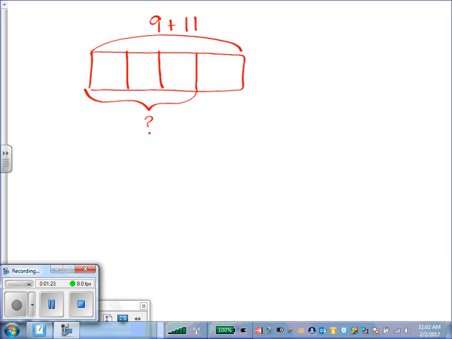Now, I know that a lot of you are wanting to write 20 somewhere. Is there a 20 anywhere? No. So I don't want to see 20. What do you know? What do you see?